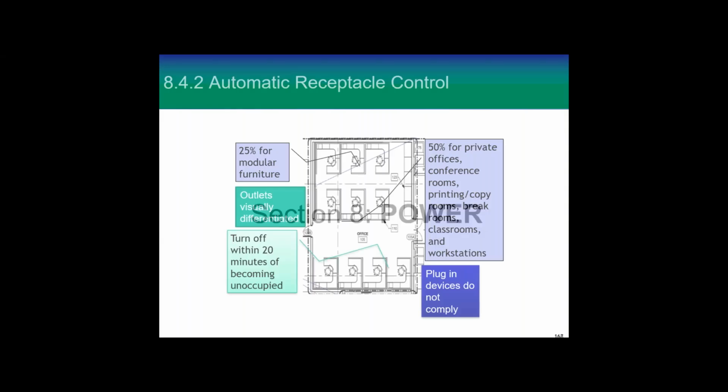So this is the power section, section 8. And section 8 has the most unliked, the most hated requirement in all the code. This is for automatic receptacle control. We get more complaints about this than anything. People adopt the code without this section. Other people do crazy things to avoid it. But it's not a bad requirement.